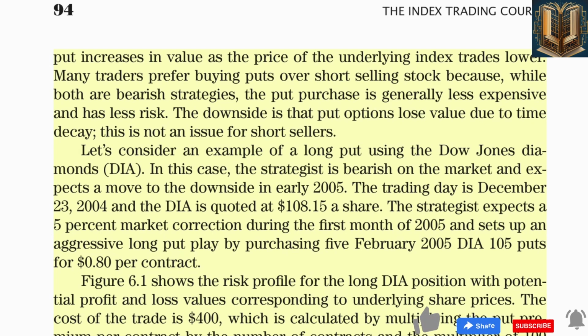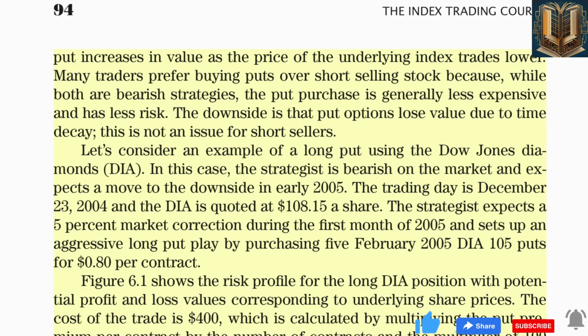In this case, the strategist is bearish on the market and expects a move to the downside in early 2005. The trading day is December 23, 2004, and the DIA is quoted at $108.15 a share. The strategist expects a 5% market correction during the first month of 2005 and sets up an aggressive long put play by purchasing 5 February 2005 DIA 105 puts for 80 cents per contract.